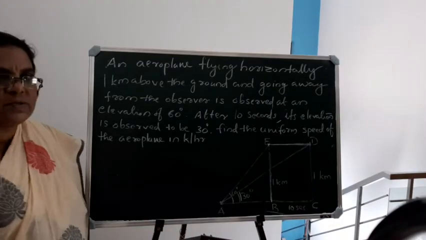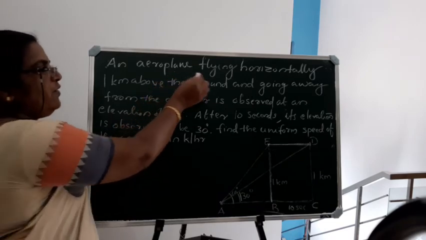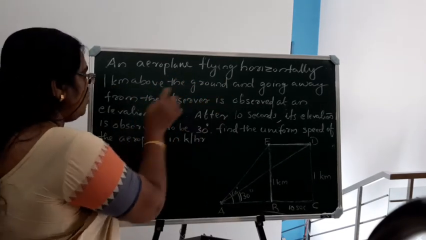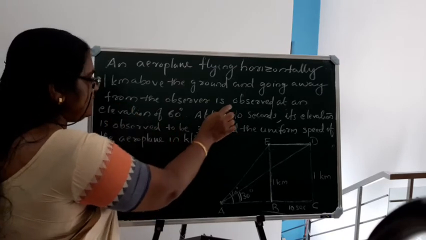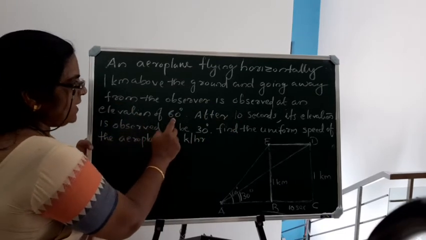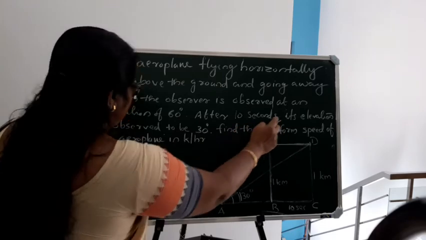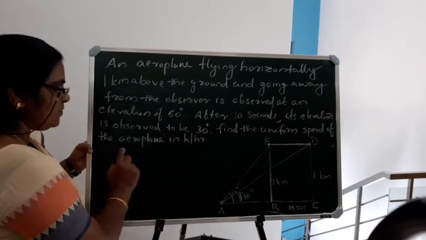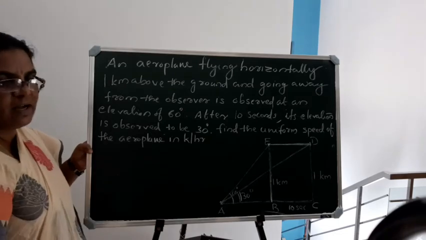So this is the next question. An aeroplane flying horizontally 1 kilometer above the ground and going away from the observer is observed at an elevation of 60 degrees. After 10 seconds, its elevation is observed to be 30 degrees. Find the uniform speed of the aeroplane in kilometer per hour.